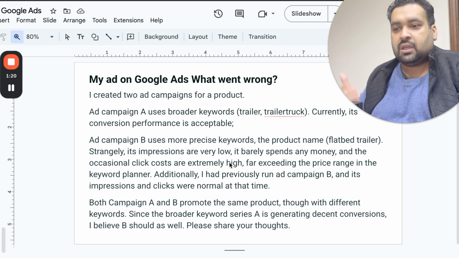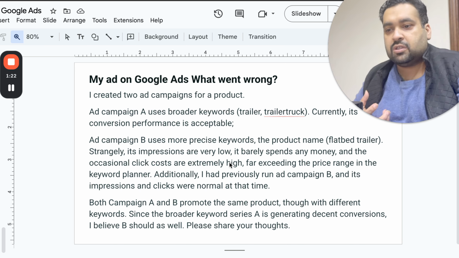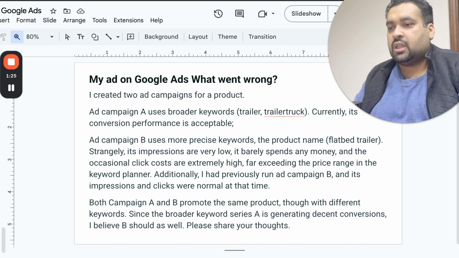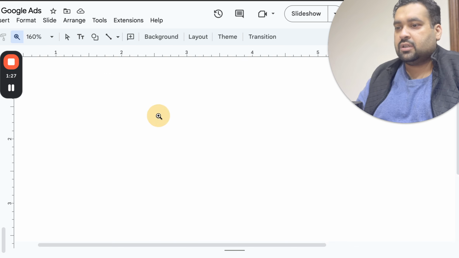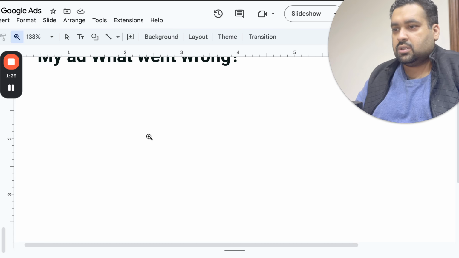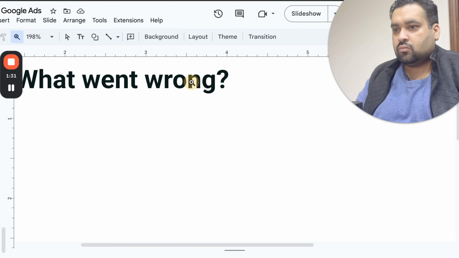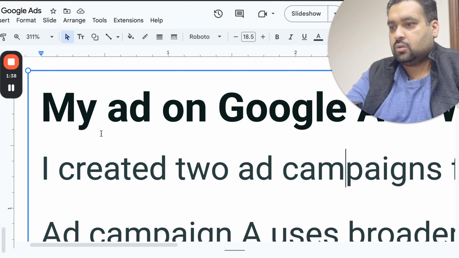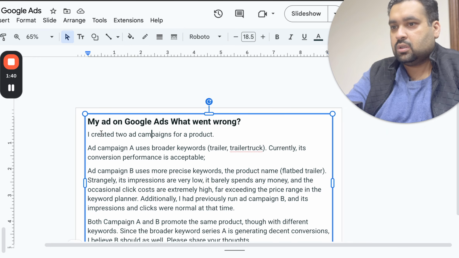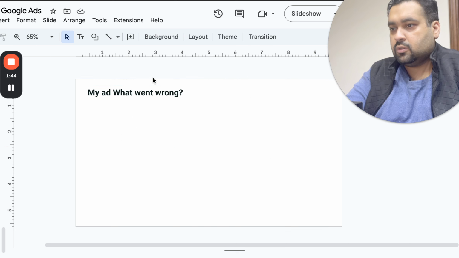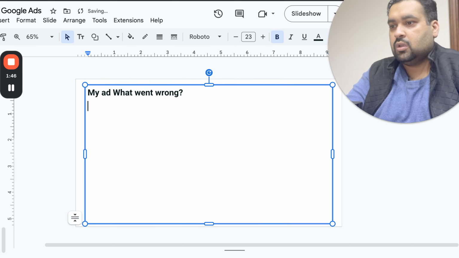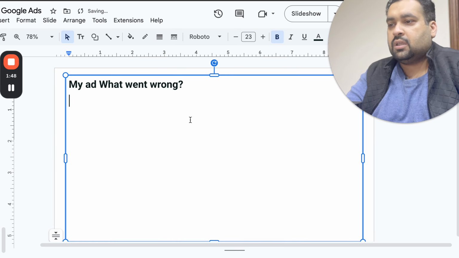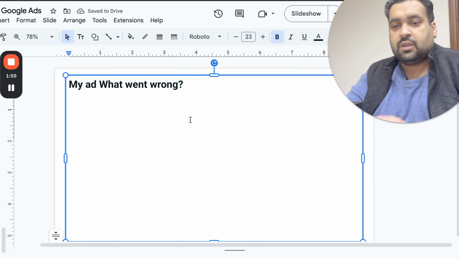So campaign A is generating decent conversions, and campaign B is not. So why is it happening? There can be a few reasons, so let me discuss with you. Just a second. It's zoomed in now, so let me make it normal. Okay, in my opinion, there can be a few reasons why it's happening.